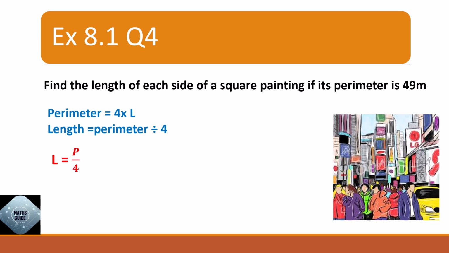So applying the formula for finding the length, that is perimeter divided by 4, putting the value of perimeter, and after dividing it by 4 we get 12 whole 1 by 4 meter. So the length of the side of this square shaped painting is 12 whole 1 by 4 meter, or we can also write it as 12.25 meter.